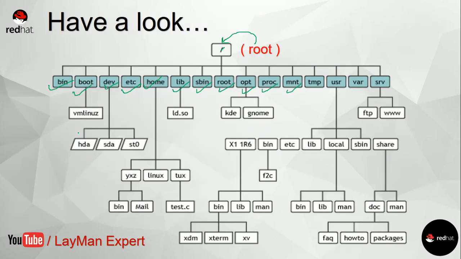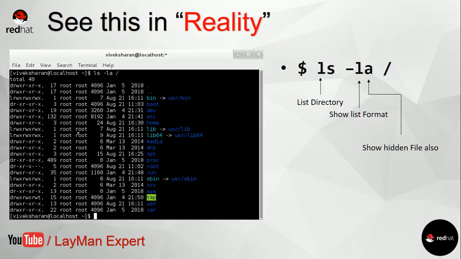I have shown you this figure, but how will you see this in your actual terminal? For that you need to execute this command: ls -la /. ls is for listing the directory, -l tells it that I want to see the output in list form. Okay, this is the list form, one directory in a line, and all the information about a directory is provided in just one line.